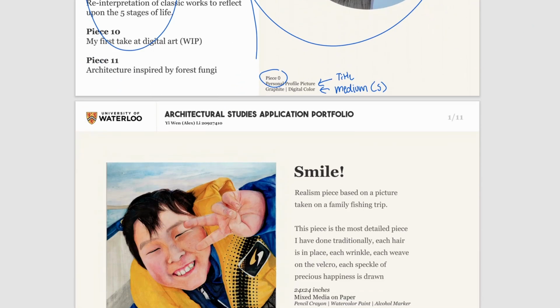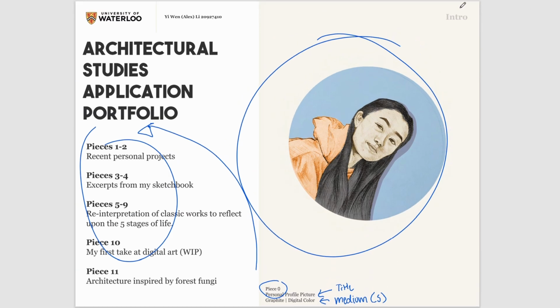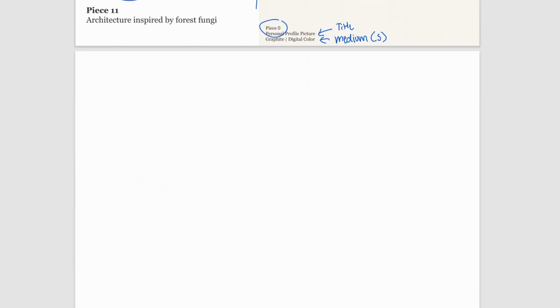And then once we get down to here, we get started. So I labeled them 1 out of 11. And you can see that this one here is intro. So I didn't label page numbers. I just labeled piece numbers because I figured it would be easier for the admissions officer to keep track of.